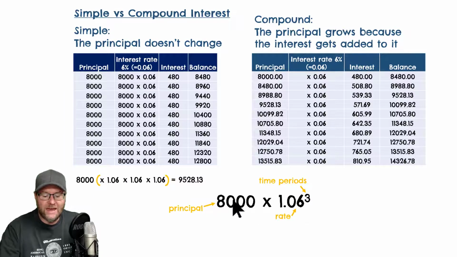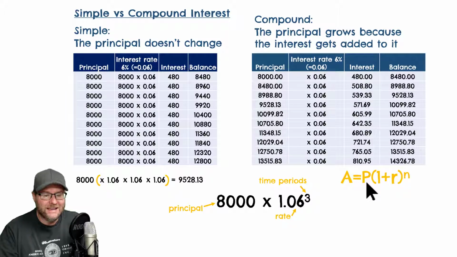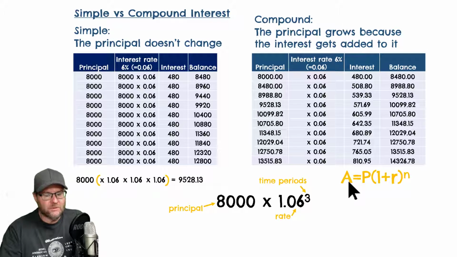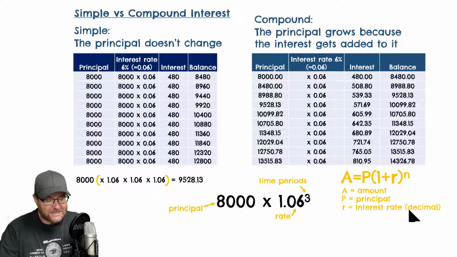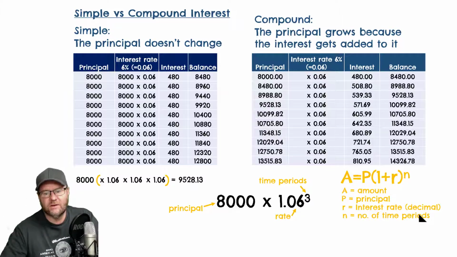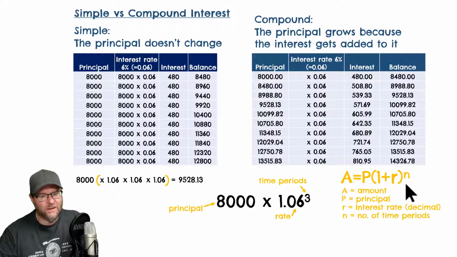So we can take that, and instead of using numbers, we're going to use letters to represent the principal, the rate, and the time period. And here is our compound interest formula. The amount that your money will grow to equals the principal, in brackets, 1 plus the interest rate. So for our example, it was 1.06, so it's 1 plus the 0.06, all to the power of however many time periods it's been compounded for. A equals the amount, P is the principal, the starting amount, R is the interest rate as a decimal, and N is the number of time periods. And that is the compound interest formula.